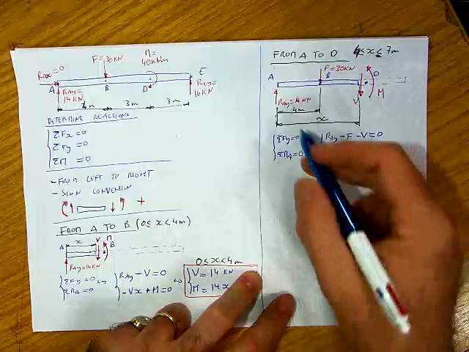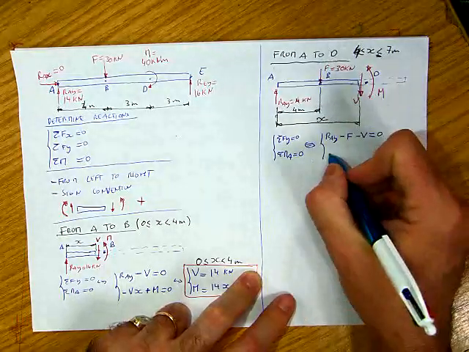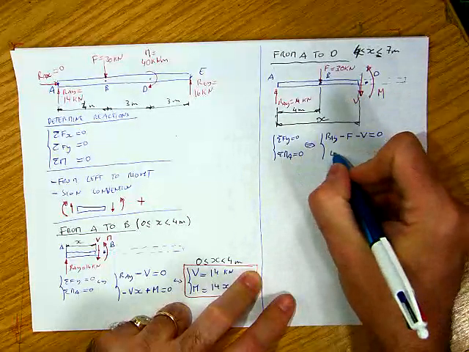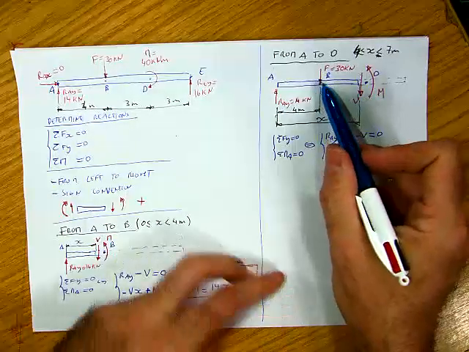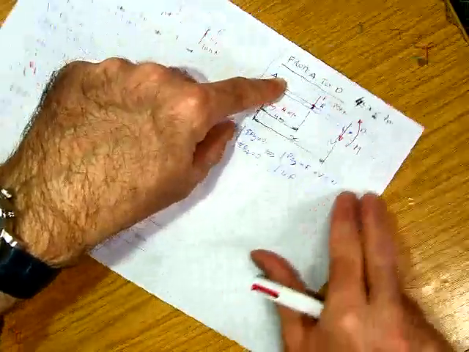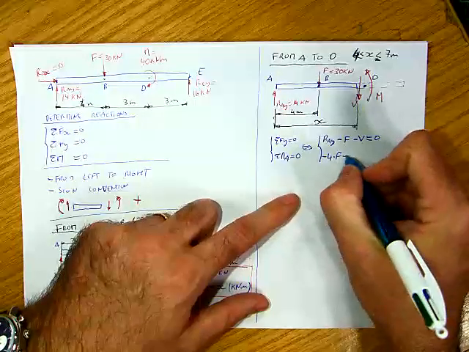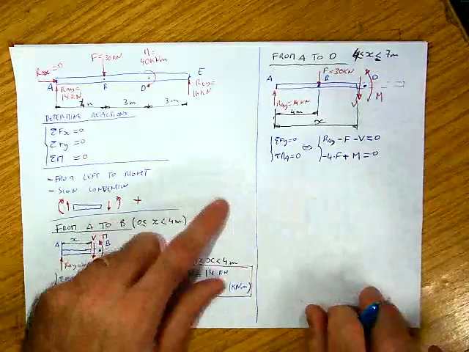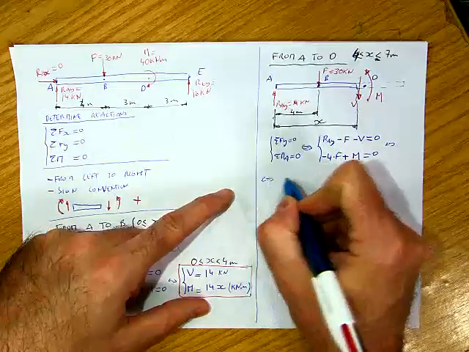Now, if I go to the moments, RAY doesn't do any moments about A. F does a moment which is distance 4 times F, so I have 4 times F. And by the way, it's negative because if I pinpoint point A and I pull down here, it rotates in the clockwise direction, so it's negative. And this bending moment is going to be positive because it is anti-clockwise, so plus M equals 0. Okay, so I continue and I'll solve this system of equations.